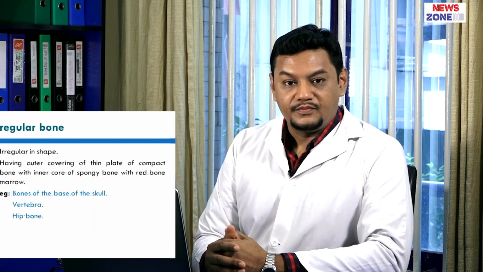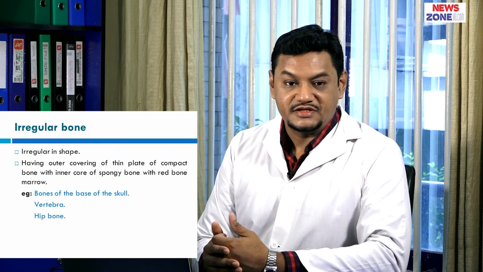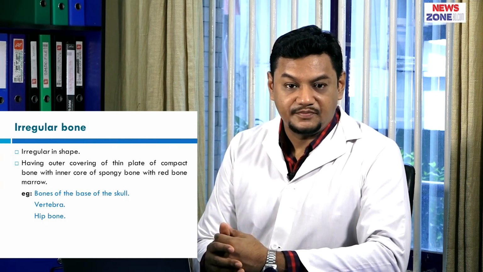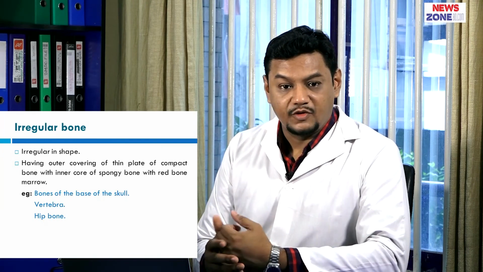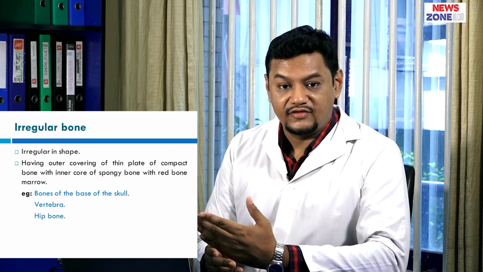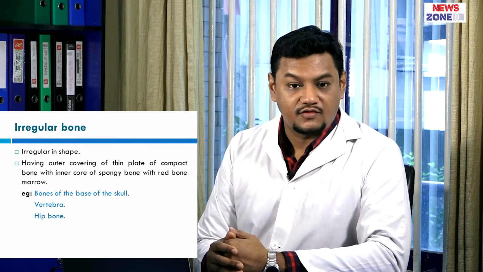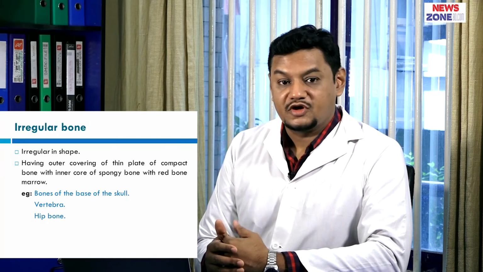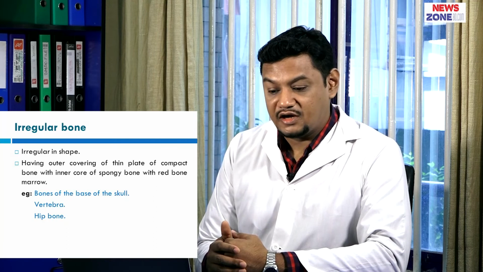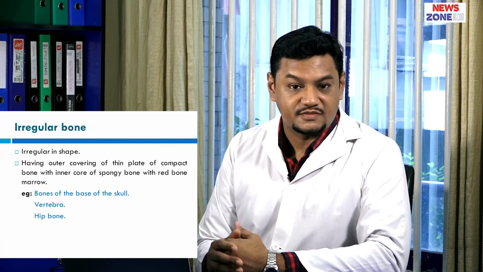Now, irregular bone. Irregular bone itself says that it is irregular in shape. That means it doesn't have any particular shape. Now, these irregular bones have some properties, like they have intramembranous ossification and they are covered by a thin layer of compact bone. At the same time, inside them there will be a spongy bone. The most common examples of the irregular bones are the vertebra, hip bone, and some of the bones that we have seen in the base of the skull.